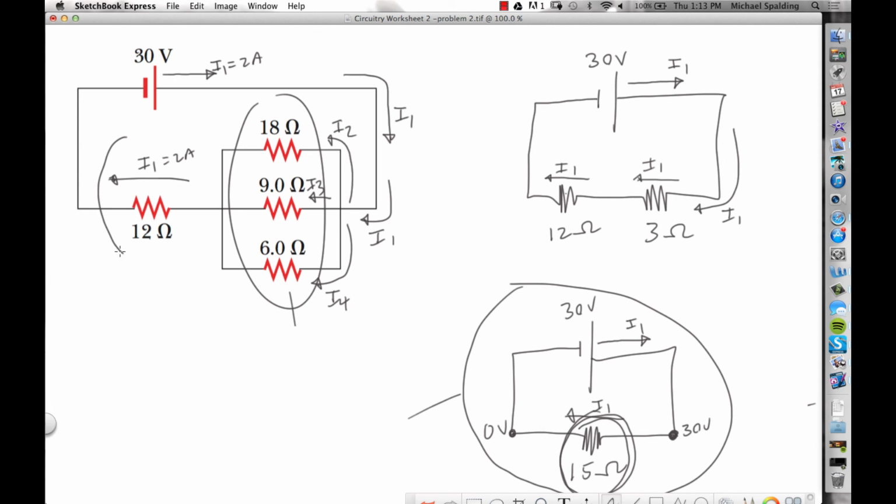What would the delta V be across this guy, the 12 ohm? Can we figure it out? Delta V equals IR. What's the current in that resistor? 2. What's the resistance? 12 ohms. So 2 times 12 is 24. The delta V is 24.